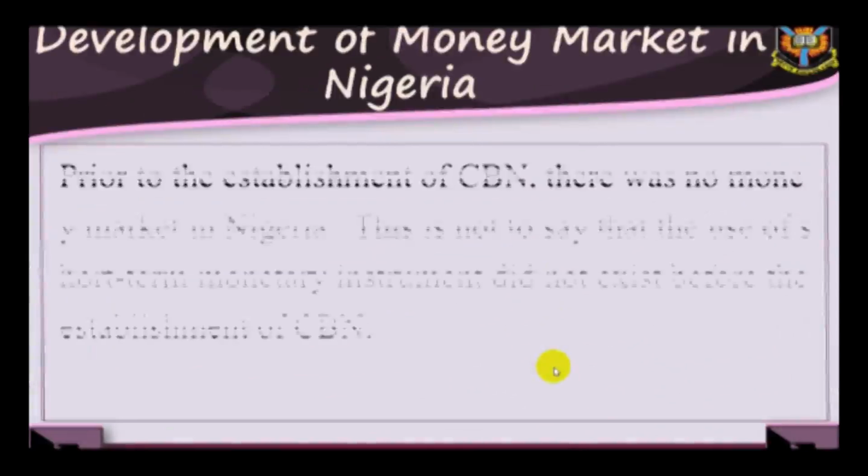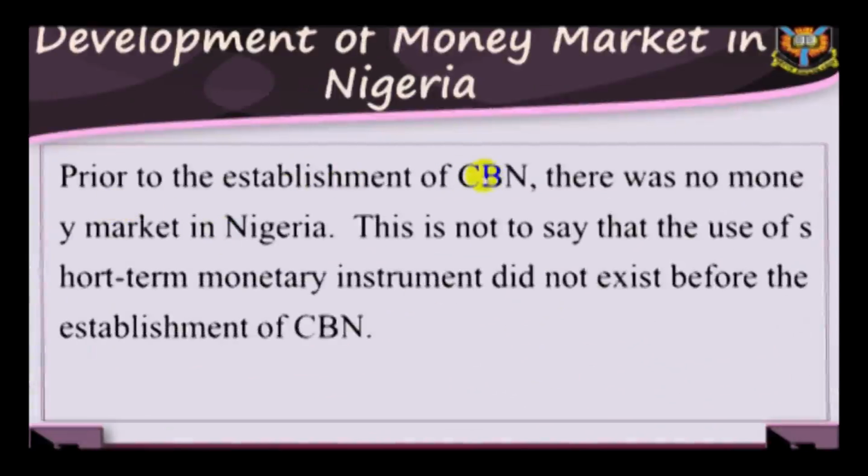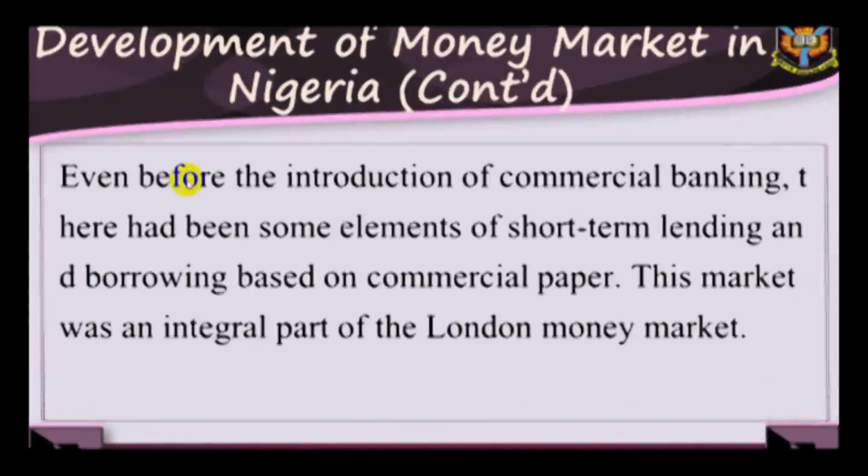Development of money market in Nigeria. Prior to the establishment of the Central Bank of Nigeria, there was no money market in Nigeria. This is not to say that the use of short-term monetary instrument did not exist before the establishment of the central bank. Even before the introduction of commercial banking, there had been some elements of short-term lending and borrowing based on commercial paper. This market was an integral part of the London money market.